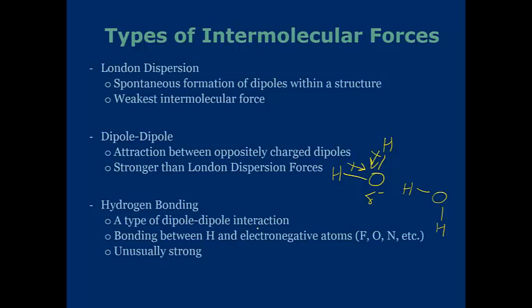This is a type of dipole-dipole interaction. This is bonding between hydrogen and electronegative atoms. So in this case, for the purpose of water, you've got oxygen and hydrogen. This is unusually strong, and because of hydrogen bonding, you're going to see differences in boiling point and melting point. For the purpose of the MCAT, you will be asked to discern which compounds have higher boiling points. And take note that hydrogen bonding contributes largely to these boiling points. More hydrogen bonding is going to create a higher boiling point.